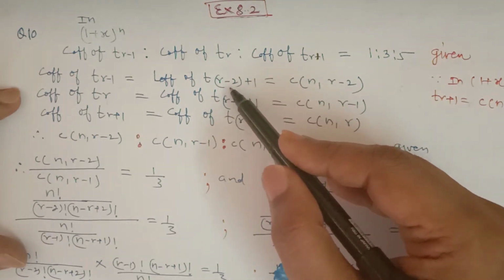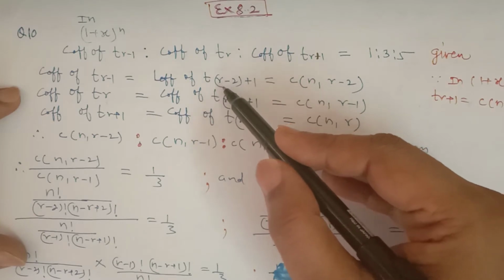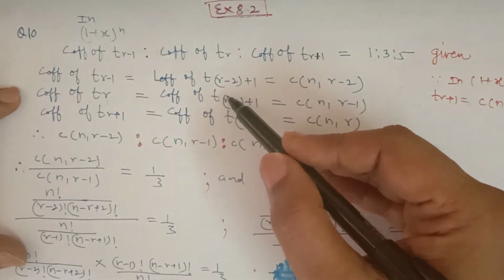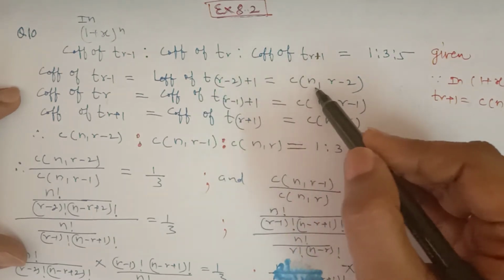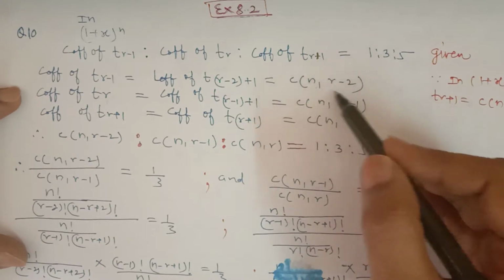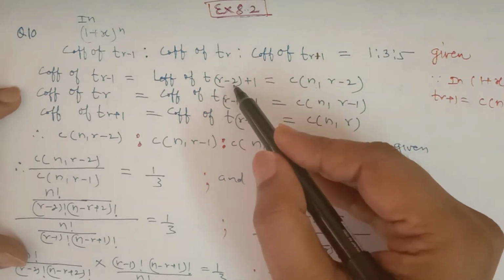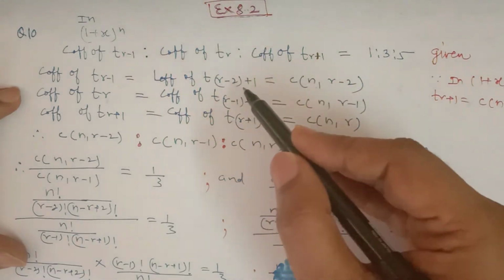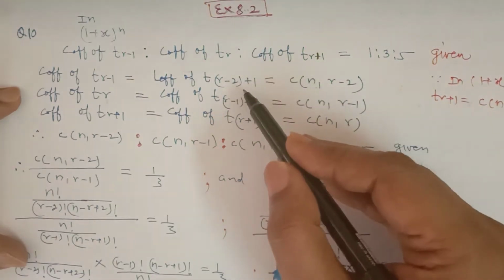So the coefficient of the (r-1)th term will be the combination nCr, where in place of n we have n itself, and in place of r we have r-2. This is the coefficient: nC(r-2).